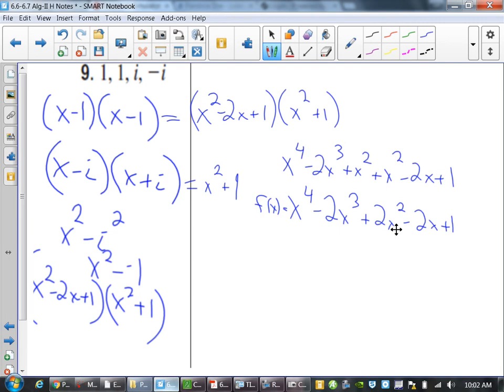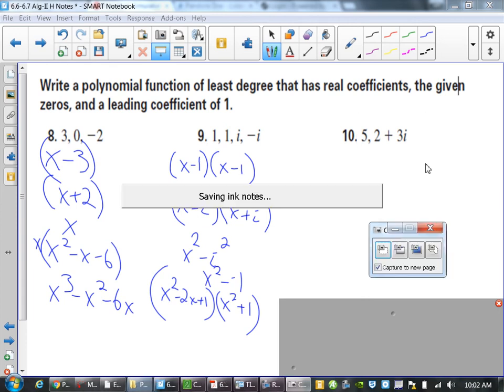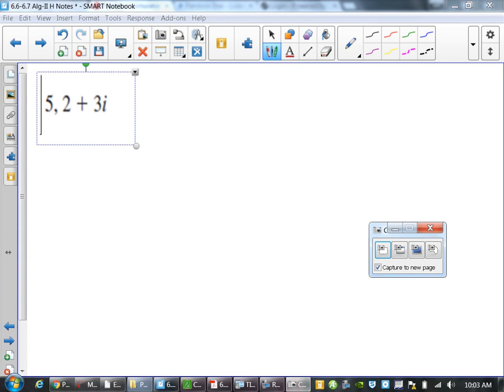Let me show you the last one. And this is where it can get really nutty. So my zeros that are given are 5 and 2 plus 3i. Now, if there's a 2 plus 3i, what else should there be? 2 minus 3i. So whenever you see this as just one part, there automatically has to be the other one, because the only way you can get i's is if it was something squared. You okay with that? Yeah.